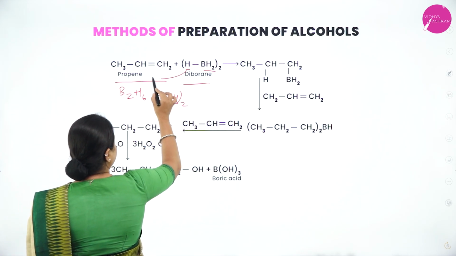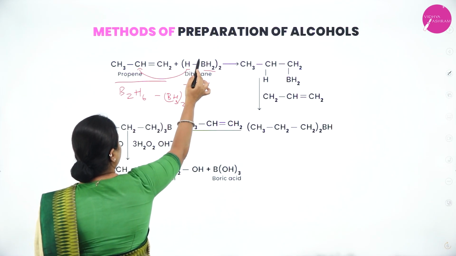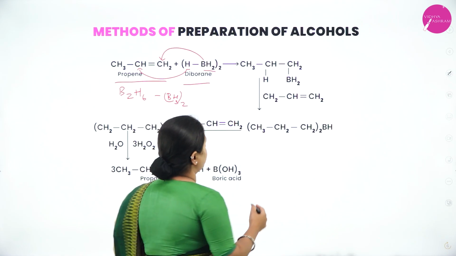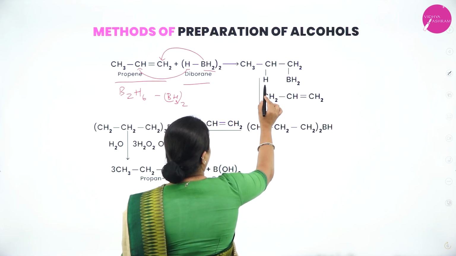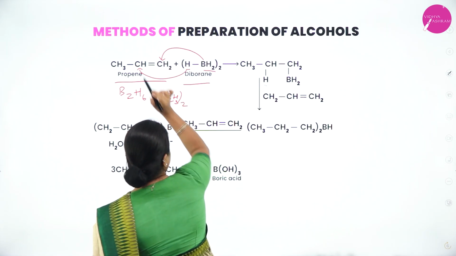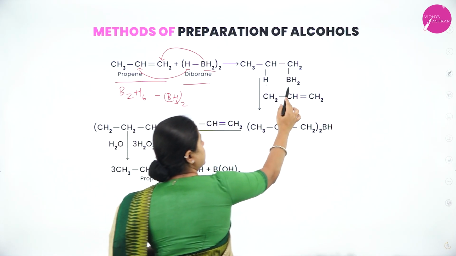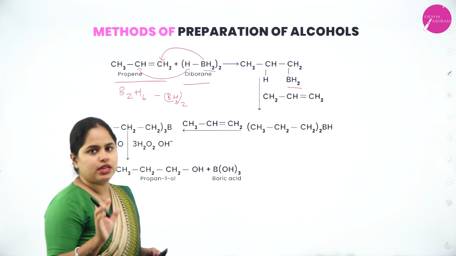So now what happens in the first step? This hydrogen will get attached to this carbon atom and the boron will get attached to this carbon atom. So that is the first product that you are going to get. CH3, CH and H. This hydrogen is attached to this carbon atom, which is shown here, and to this carbon atom the BH2 is attached, which is shown here.